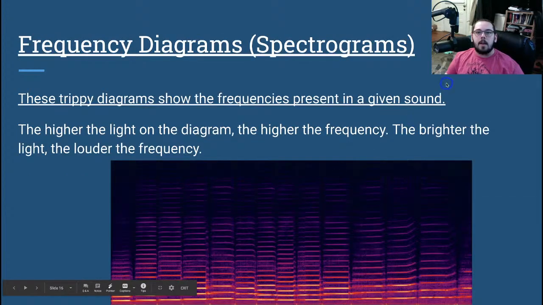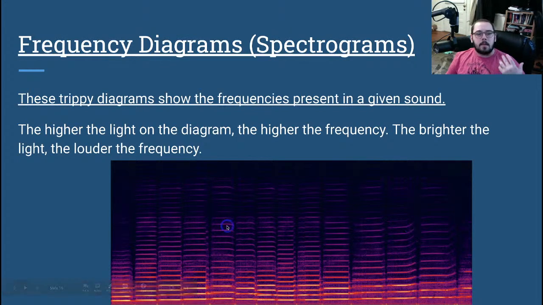Let's move on. All right, frequency diagrams. These can be kind of trippy looking, but essentially they represent the frequencies present in a given sound. Sounds generally are made up of a large number of frequencies. I'm not going to get into all of that right here, but if you see a diagram like this, this one's cut out a little bit, but generally speaking, there'll be a little guide on the side that says what the frequencies are, and then as you move from left to right, that's time.